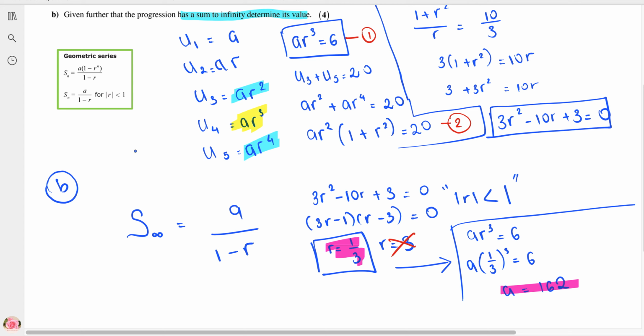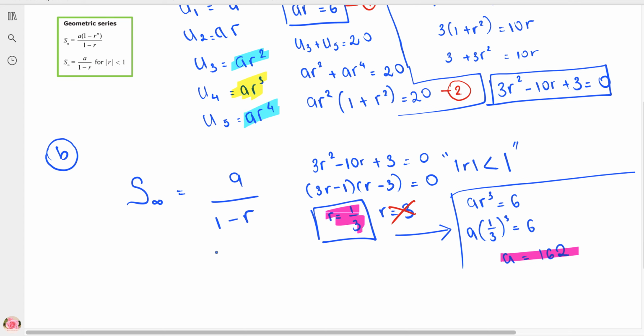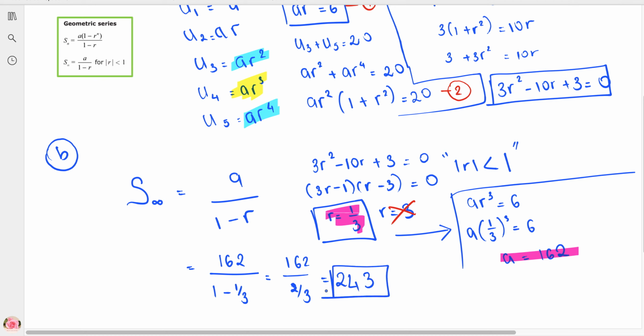So all we have to now do is plug it into the formula and calculate the answer. So let's do that. So sum to infinity is 162 divided by 1 minus a third. So that's going to be 162 divided by 2/3, and the answer is 243. Okay, that's the sum to infinity for this geometric series.